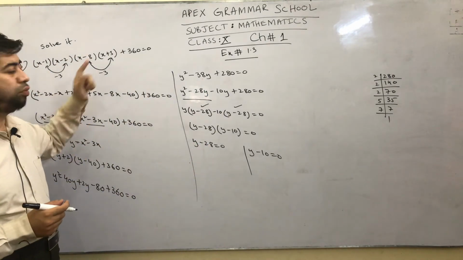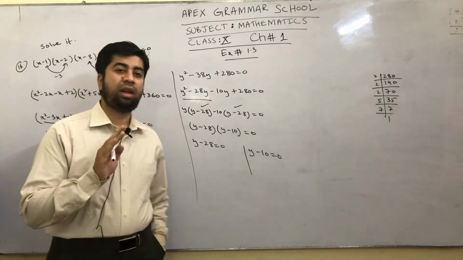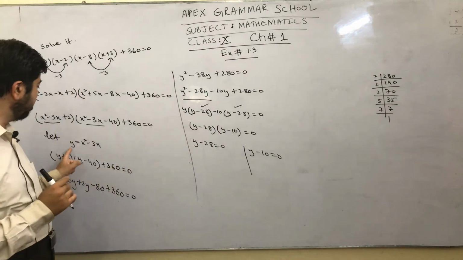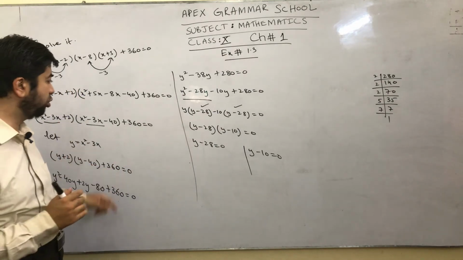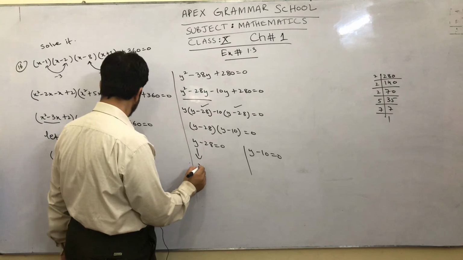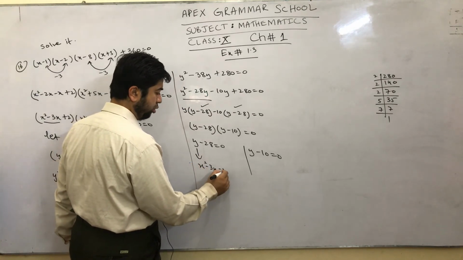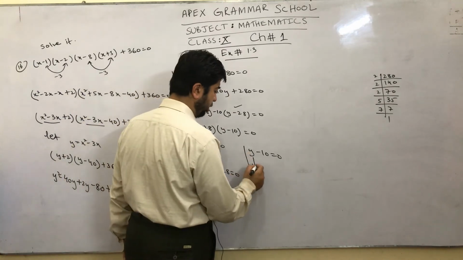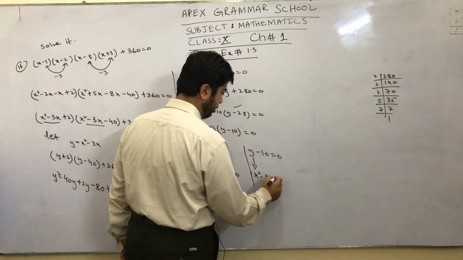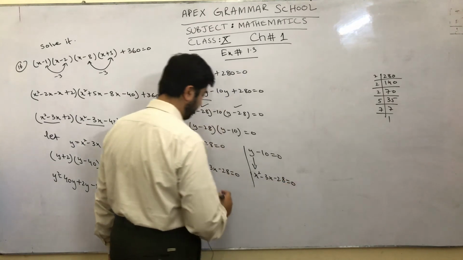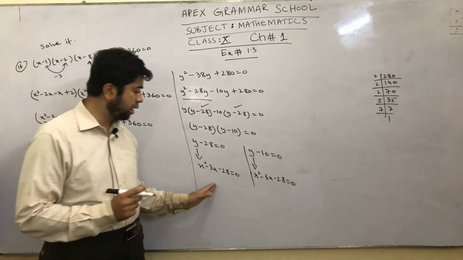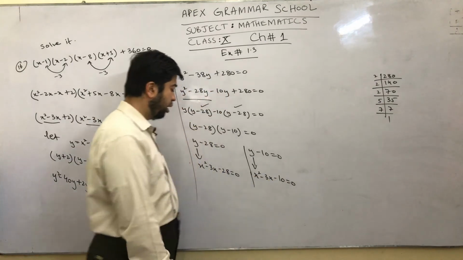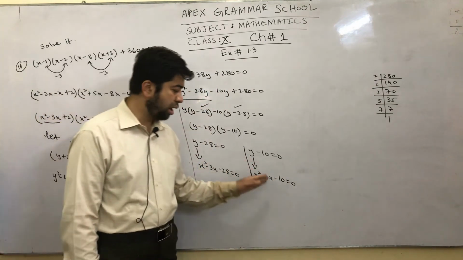So x contains 4 roots. So what was the value of x? That means you have to replace this y with x square minus 3x. x square minus 3x minus 28 is equal to 0. This is a quadratic equation. Now for this y, x square minus 3x minus 10 is equal to 0. Apply quadratic formula here and apply quadratic formula here.